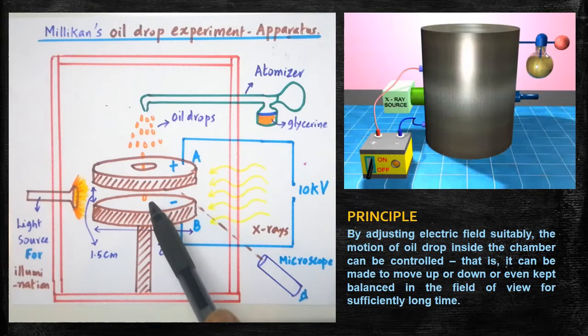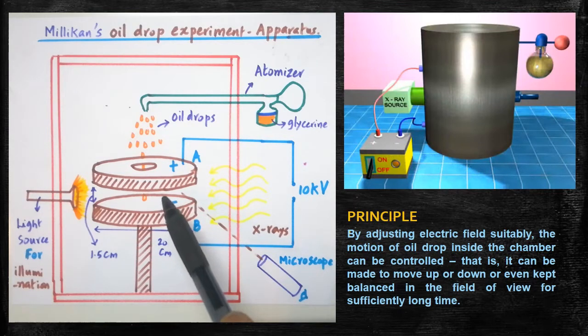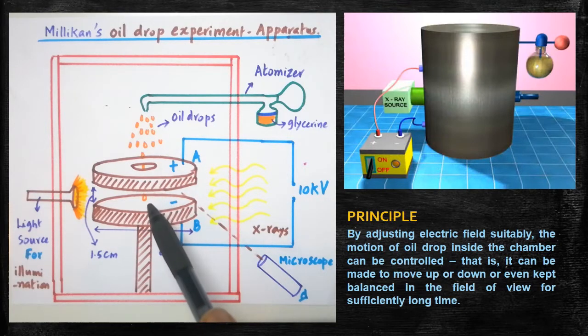The motion of the oil drop within the plates can be controlled, that is, it can be made to move up or down, or even kept balanced in the field of view for a sufficiently long time. Are you clear? It can be moved up and down, or it can be made static with the help of the influence of the electric field. So by that time we are able to observe the movement of the oil drop. That is the basic principle behind the function of Millikan's oil drop experiment.